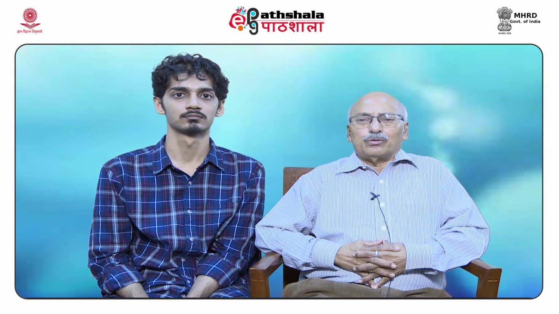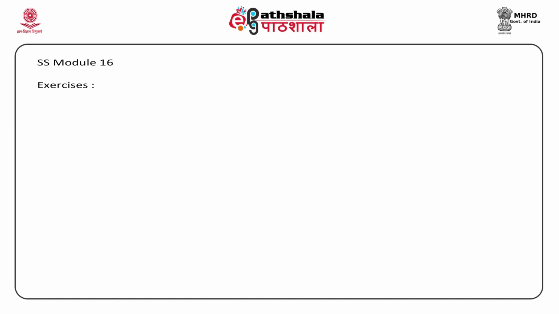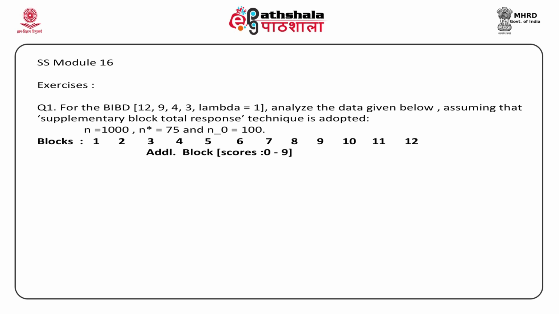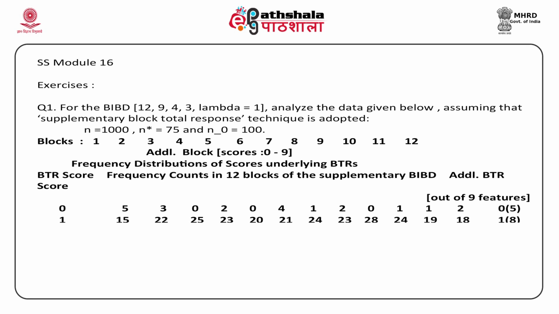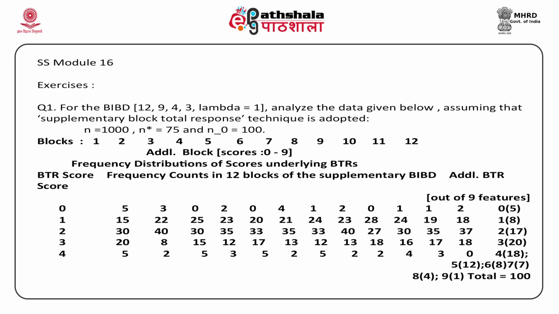So, we will stop now and we will look forward to some of the interesting exercises and MCQs. Let us take up some exercises. Question 1 reads like, for the BIBD (12, 9, 4, 3, lambda equal to 1), looks like the same BIBD that we are talking about anyway. For this BIBD, analyze the data given below, assuming that the supplementary block total response technique has been adopted.